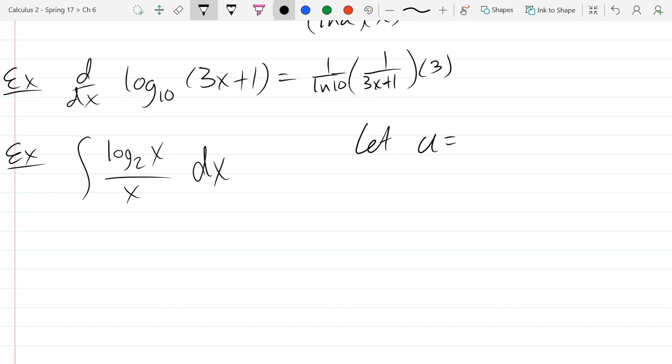So a bad choice is x, so I don't choose x. 1 over x is actually sort of reasonable, but the derivative of 1 over x doesn't turn into log, so that's not going to get us where we want to go. So what's another reasonable choice? Log base 2 of x. Find du carefully, and then go ahead and make your u sub, and hopefully things will work out nicely. Write down your u and your du. You have to do a u sub on this one.